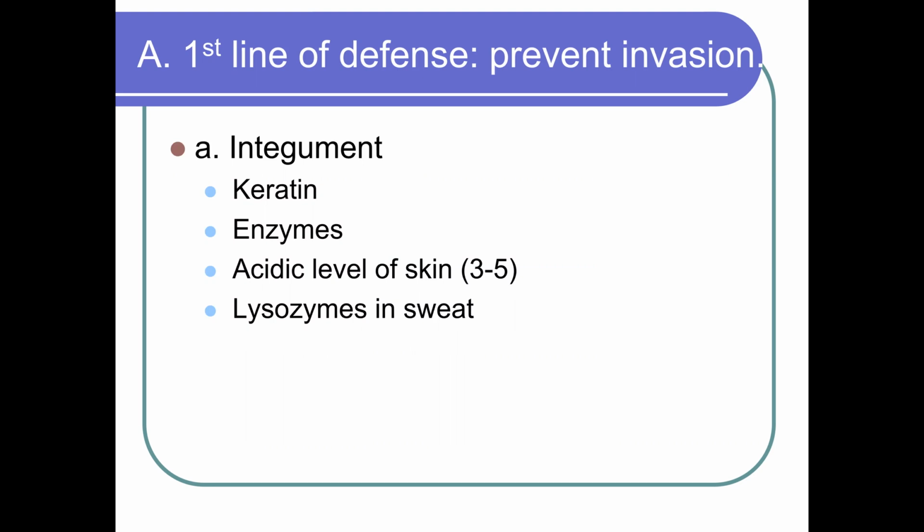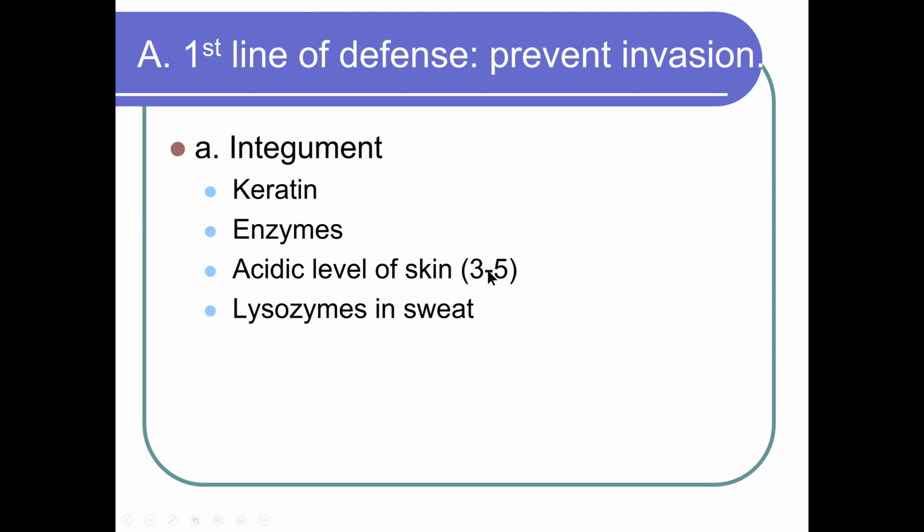We also have enzymes in our skin. The skin is also acidic, and we have lysozymes in the sweat. Remember we have lysosomes in the cell. We have lysozymes in the sweat. These are some of the mechanisms that help us go to battle on the skin: the keratin, the enzymes, the acidic level, and the lysozymes.